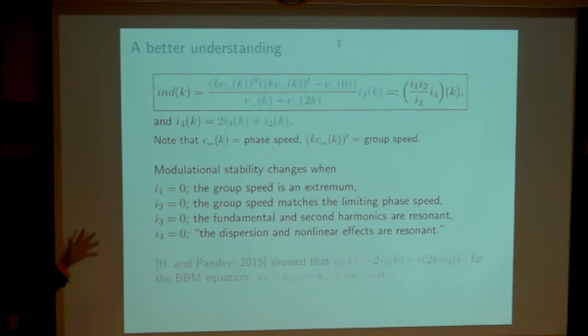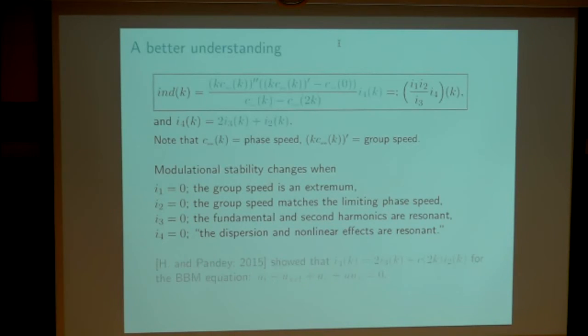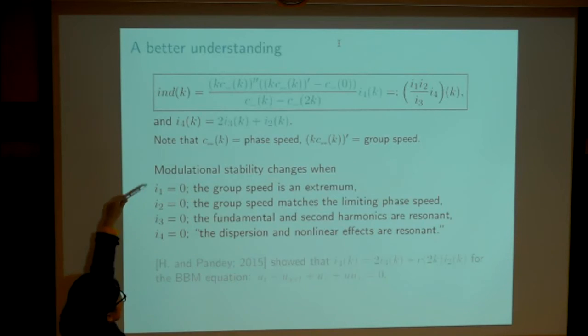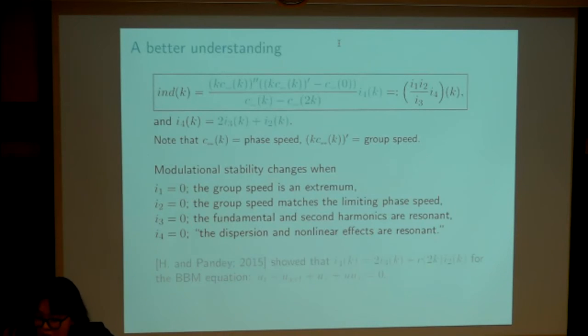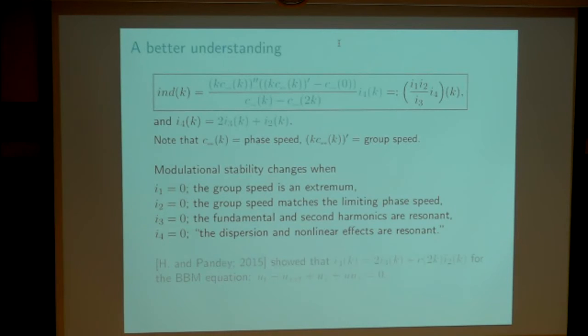And unlike these three, the last factor is some combination of the linear and nonlinear effects. In fact, if you change the nonlinearity of your equation, then these three factors remain the same, but the last factor changes. So this depends on what your nonlinearity is. So the last factor is some complicated balance of dispersion and nonlinear effects.